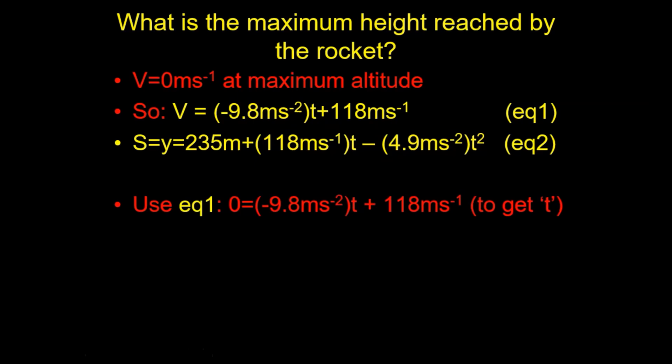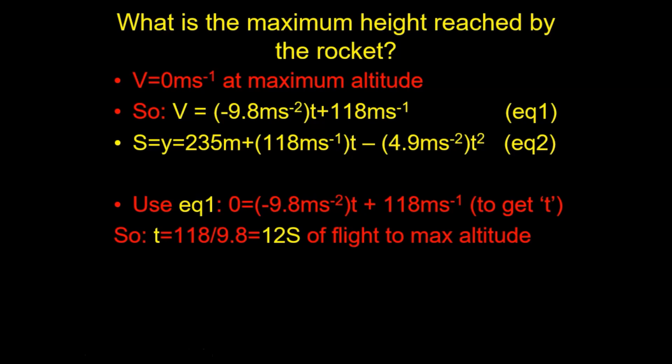Why do we have 2 equations? Well, we can't do anything without t in equation 2. So we need to find t. We need to find time. So using equation 1, we can get t. Here we're going to say that 0, which is our velocity at maximum altitude, which is v, is going to be negative 9.8 times t plus 118. This is vi plus at. So t, if we rearrange, will give us 118 over 9.8, which will give us 12 seconds of flight time to get to maximum altitude.